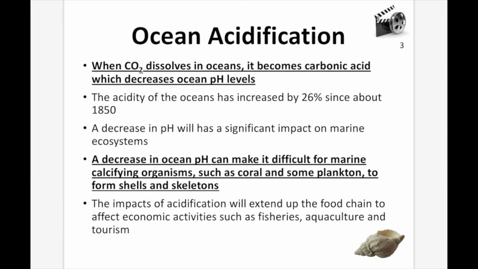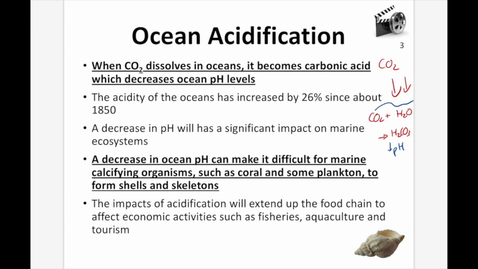And lastly, we have ocean acidification. When carbon dioxide dissolves in the ocean, it becomes carbonic acid, which decreases ocean pH levels. So carbon dioxide is in the air. When it goes into the oceans, it doesn't stay as carbon dioxide. It changes into carbonic acid. So we're going to combine the CO2 from the air with the H2O in the water, and that's going to give us H2CO3, and that's carbonic acid. So the more carbon dioxide we have in the atmosphere, the more carbonic acid we're going to make. The more carbonic acid we make, the lower the pH of the ocean and lakes become.